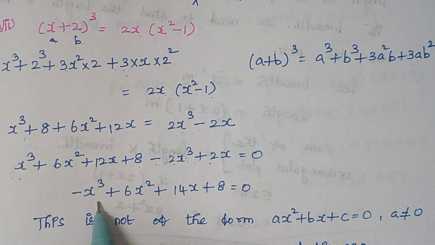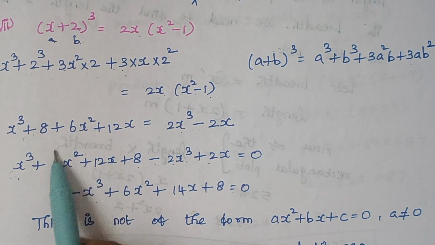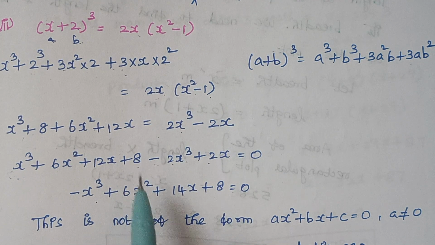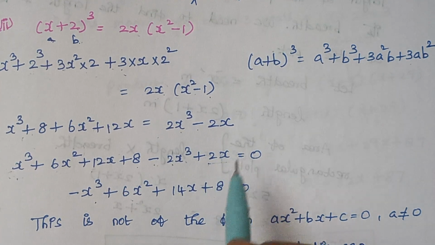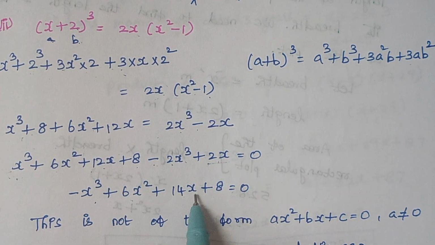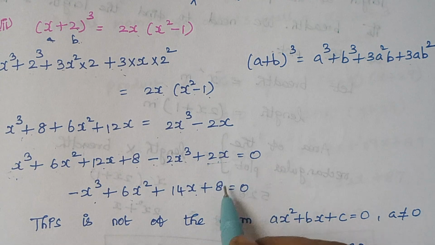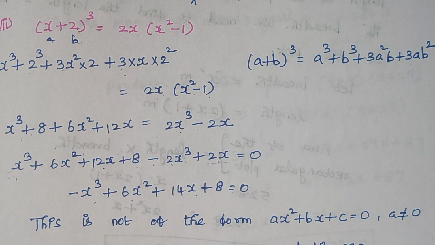Therefore minus x cube, plus here I have only one x square term, so write it. And here I have 12x and 2x. So both have the same sign, right? 12 plus 2 gives 14x, and here the constant is 8. So write 8 is equal to 0.